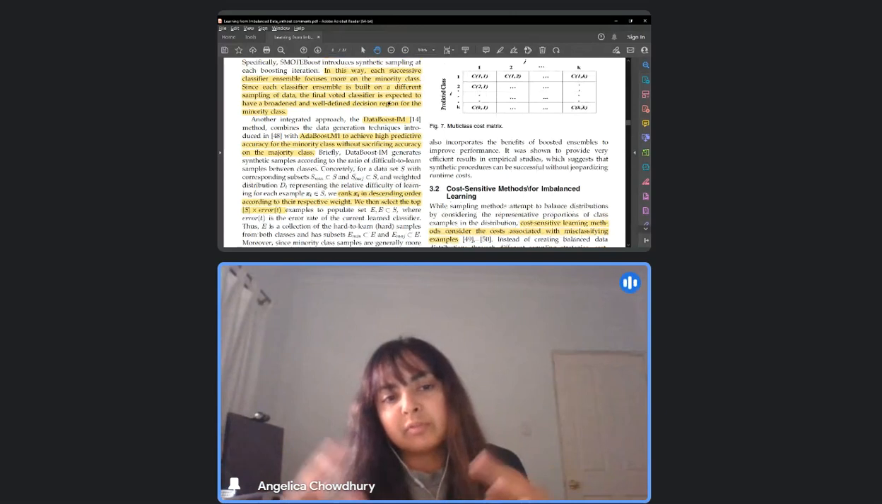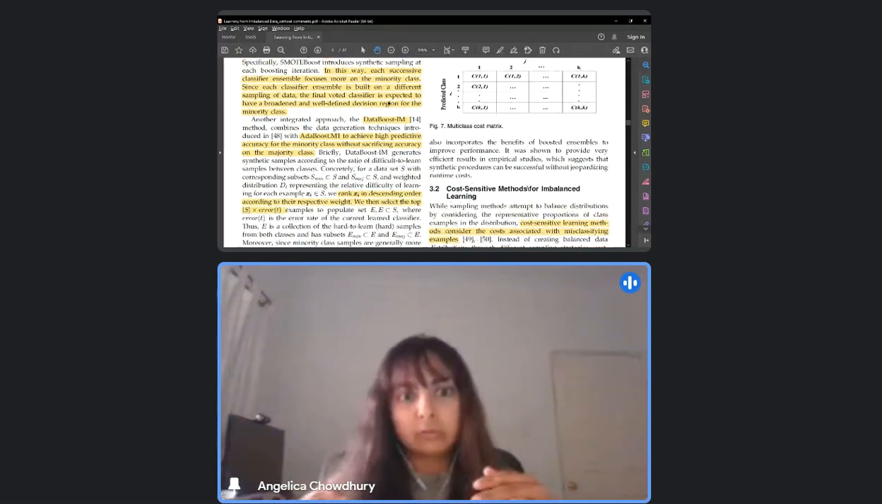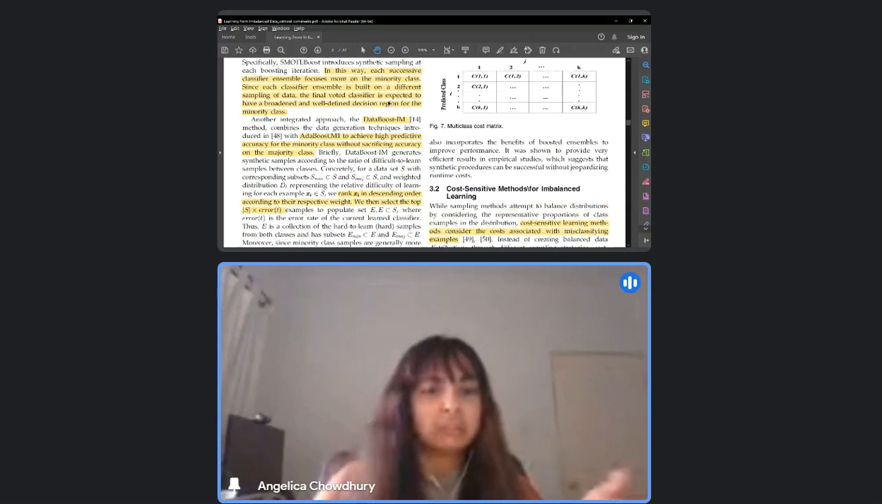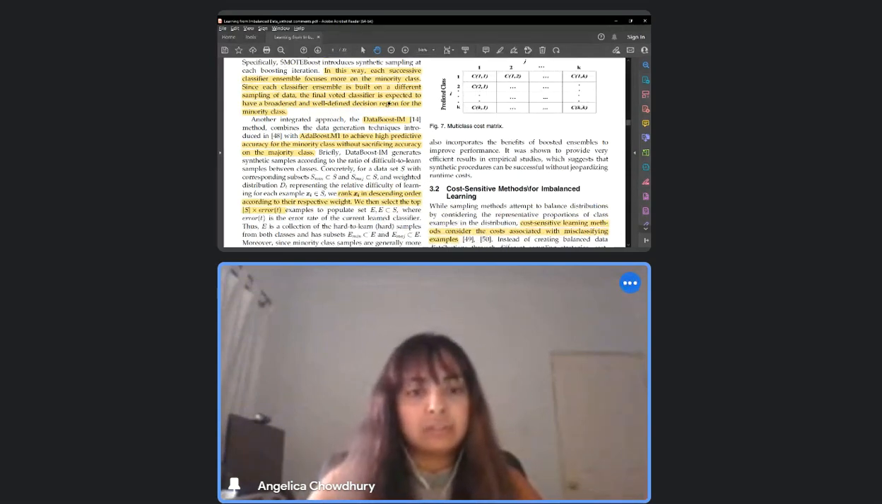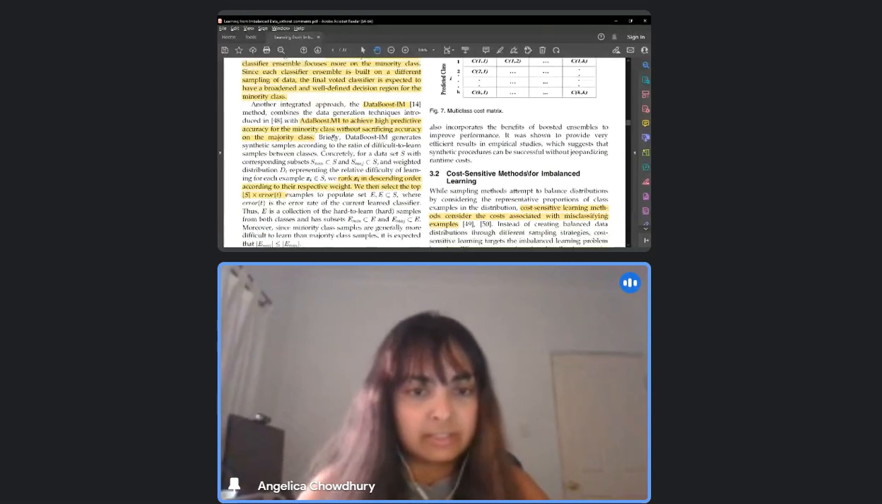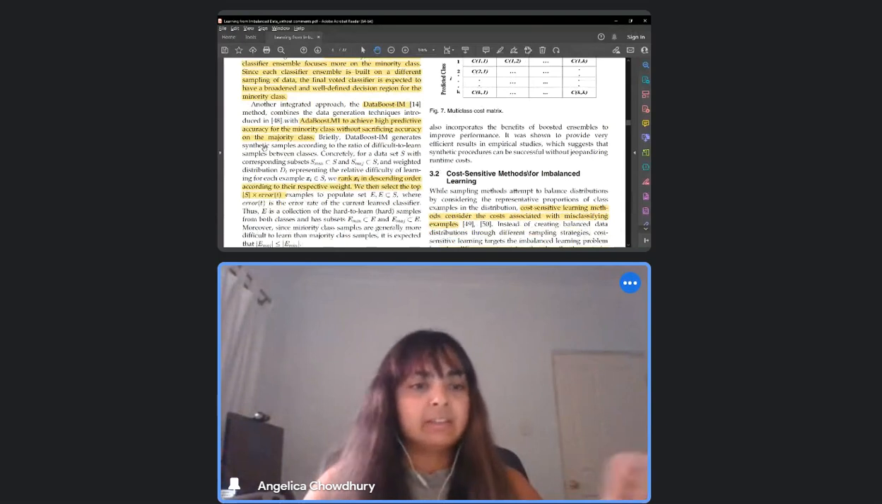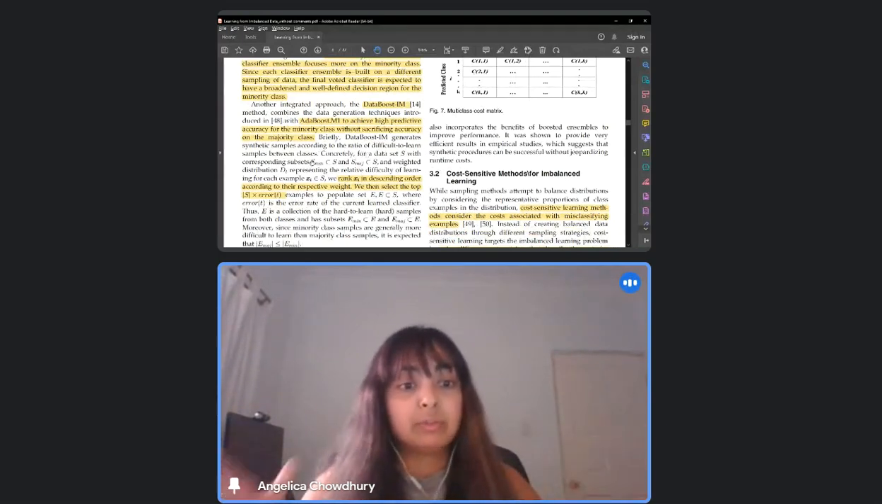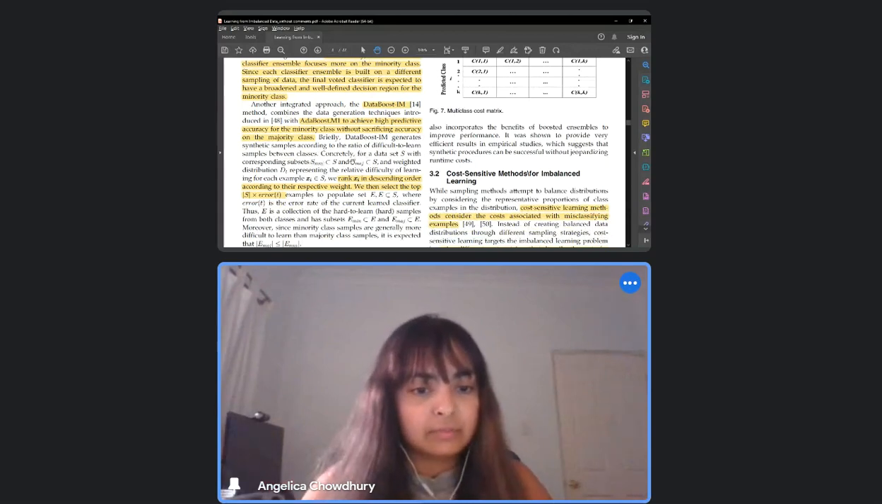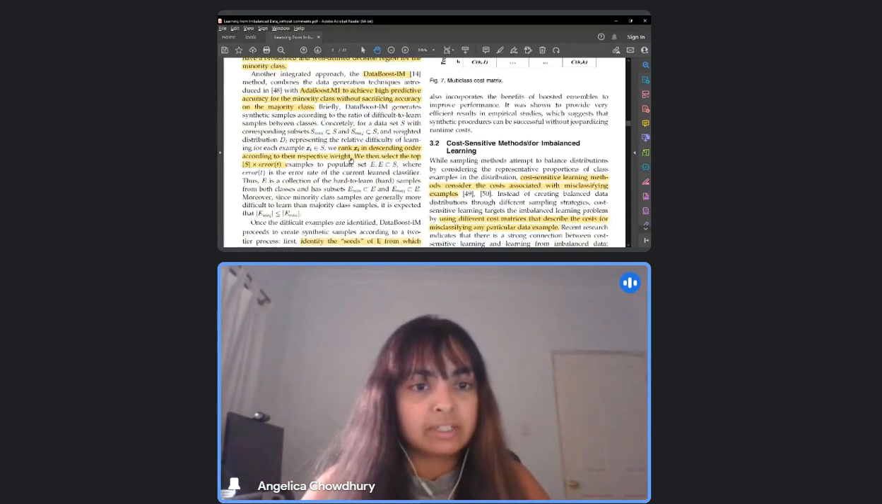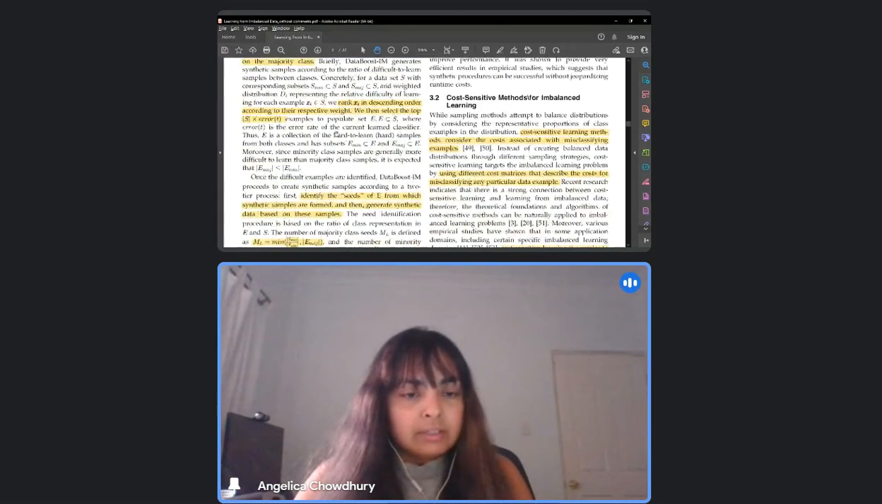But we don't quite know if the majority class examples are also having a better accuracy or not. But this technique kind of ensures that. And how? First it generates synthetic fake samples according to the ratio of difficult to learn samples between classes. I think there is a formula that says how it does it. So let's read it line by line.